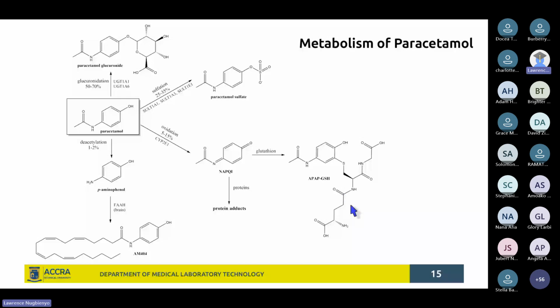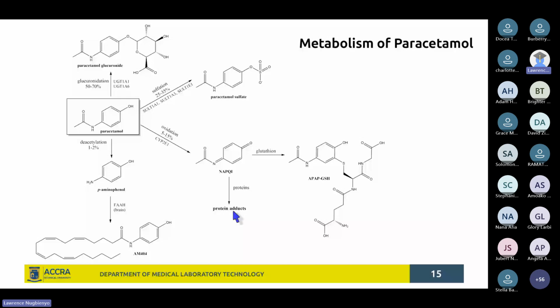But if paracetamol is taken in overdose, it can result in paracetamol toxicity. And this is a substance that can result in such toxicity, as you can see, because it can bind to protein and form protein adducts, which can result in some serious liver problems.